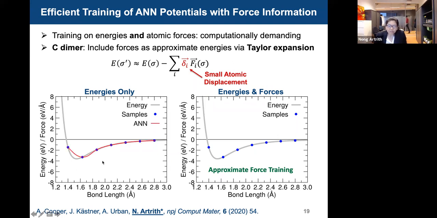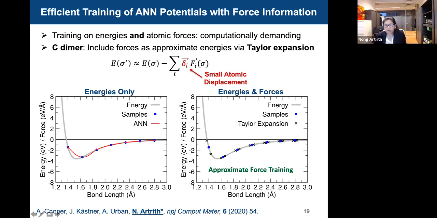After we use these 7 data points to train neural potentials, you can see that sometimes even if they fit very well, we can predict wrong atomic structures and also wrong energies. But we introduce our method, which uses more information by introducing small atomic displacements and then including force information from the Taylor expansion.